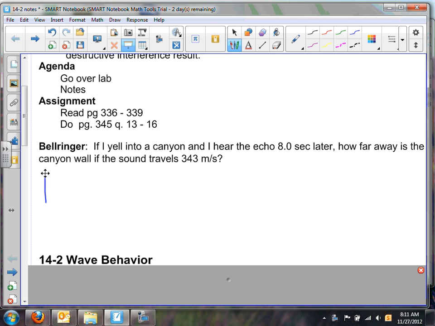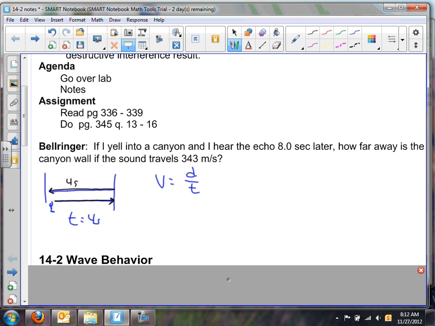So in this case, here's your canyon, and if you can imagine we're standing right here, and you yell, the sound has to hit that wall and come back. So if I hear the echo 8 seconds later, it only took 4 seconds to travel halfway in there. And it's going to take another 4 seconds to come back. So the question is, how far away is the canyon wall?